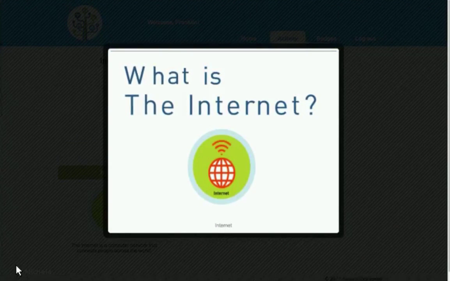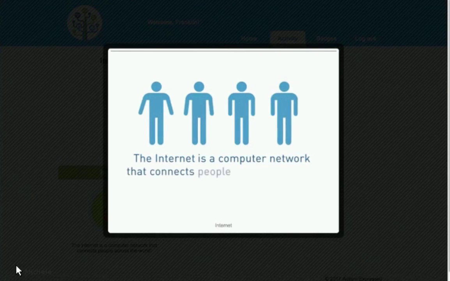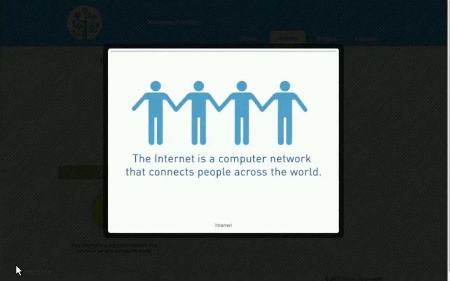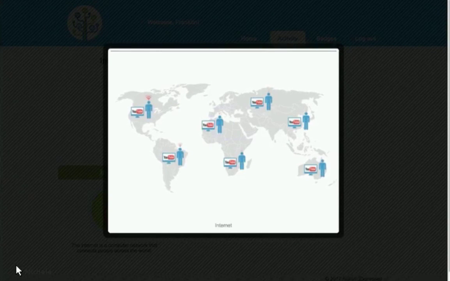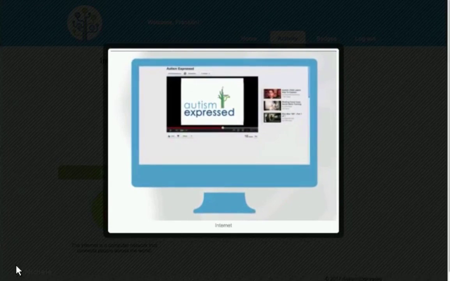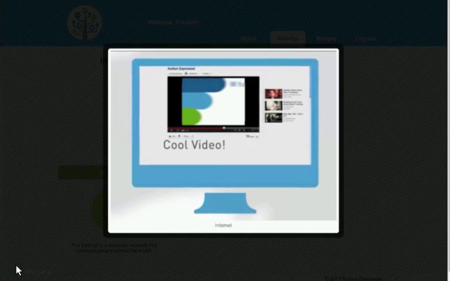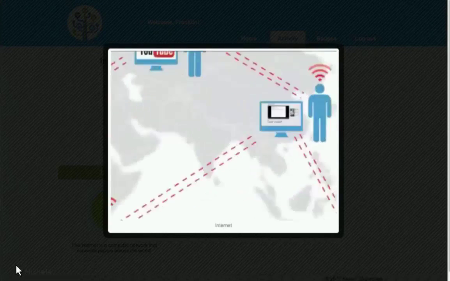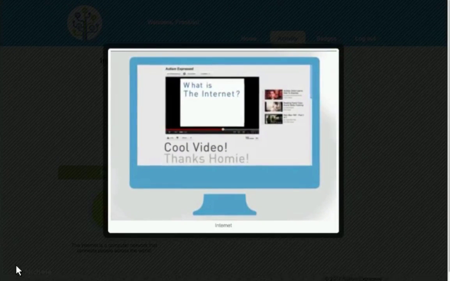What is the internet? The internet is a computer network that connects people across the world. This means that people all over the world can view and interact with the same websites and each other.